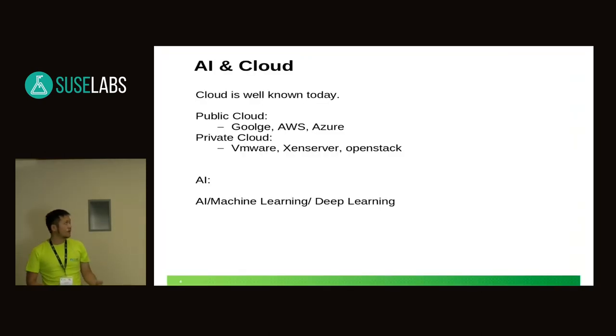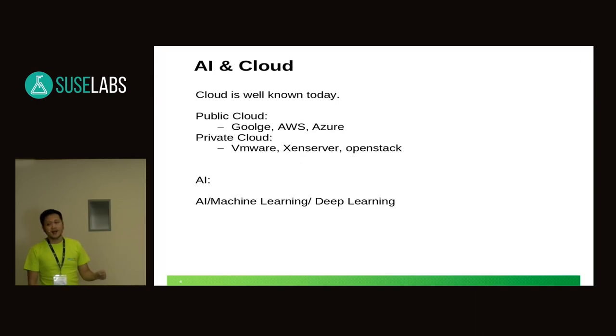So let's start. First, AI and the cloud. Cloud is a well-known concept today. I think it's everywhere, and it's already been used so often. There's public cloud, Google, AWS, Azure, and some DigitalOcean, Linode, and I think different countries also have their different cloud providers, and private cloud, VMware, Xen Server, OpenStack, SUSE. So that's cloud. But for me, since I'm from virtualization, it's more like KVM and QEMU. But also there's Xen, there's some container, there's so much information there.